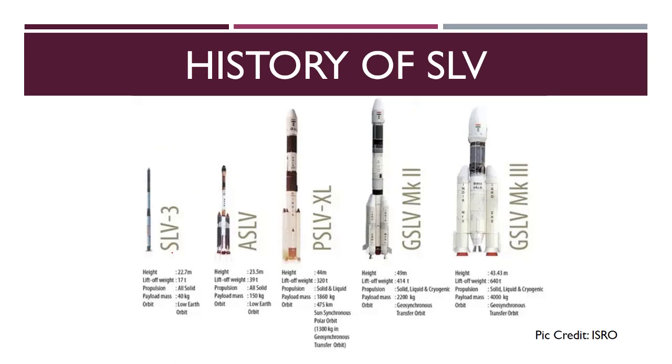Initially when we started, the first vehicle used was SLV-3, that is Satellite Launch Vehicle 3. Then we moved on to Augmented Satellite Launch Vehicle, that is ASLV. Then we came to Polar Satellite Launch Vehicle. Then it was Geosynchronous Satellite Launch Vehicle, GSLV, Mark II and Mark III, which we'll be considering now. Also, we'll have a look at SSLV, that is Small Satellite Launch Vehicle. So let us first start with SLV-3.